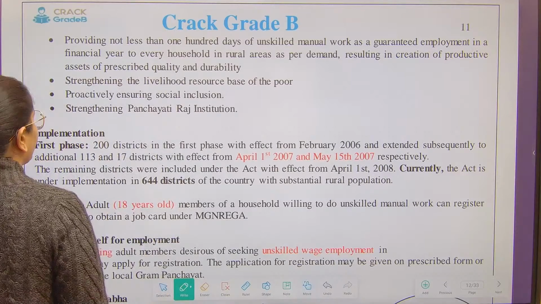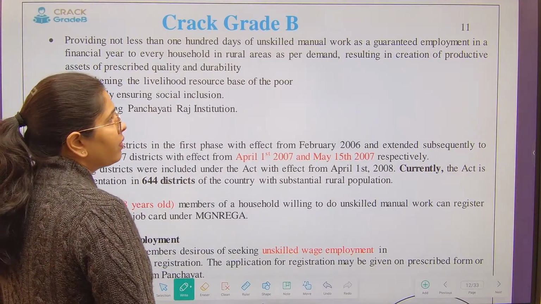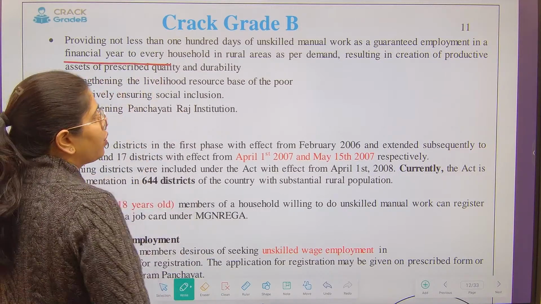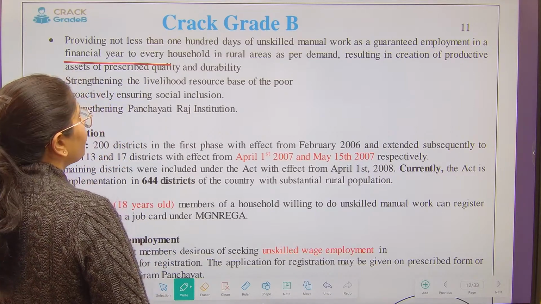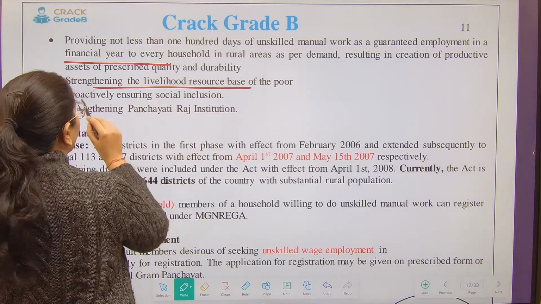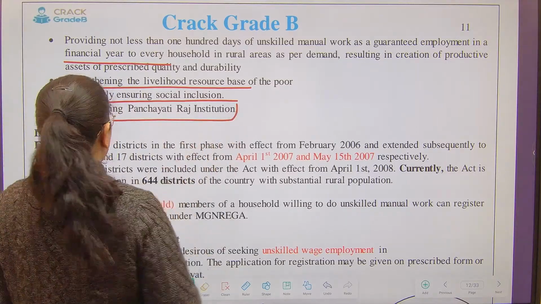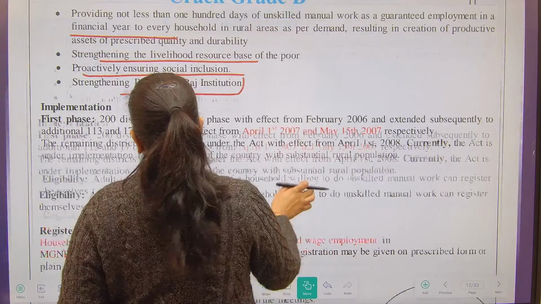See the objectives over here. Providing not less than 100 days of unskilled manual work as a guaranteed employment in a financial year to every household in rural areas as per demand, resulting in creation of productive assets, strengthening the livelihood base of the poor, proactively ensuring social inclusion, and strengthening the Panchayati Raj institutions. These are all the objectives, not very tough to understand.